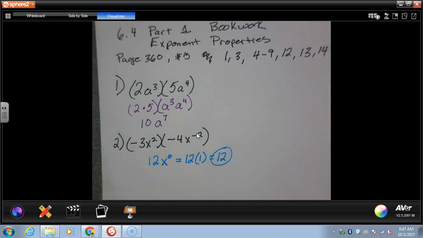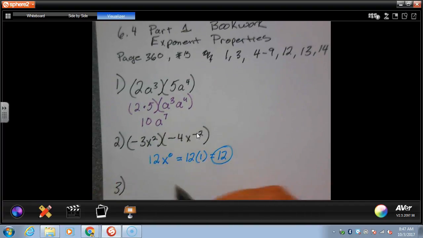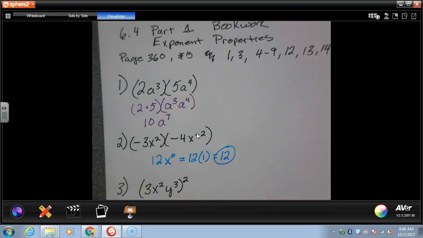You're welcome. Number 3. I have 3x squared, y cubed, raised to the power 2. Now, gentlemen, and I use that term loosely, focus.